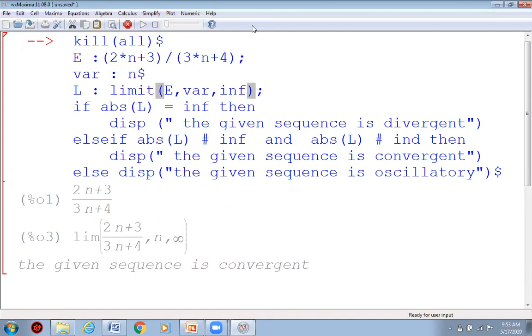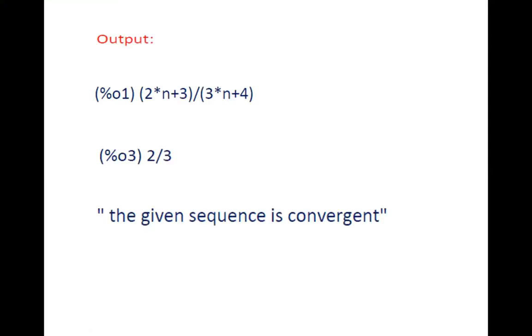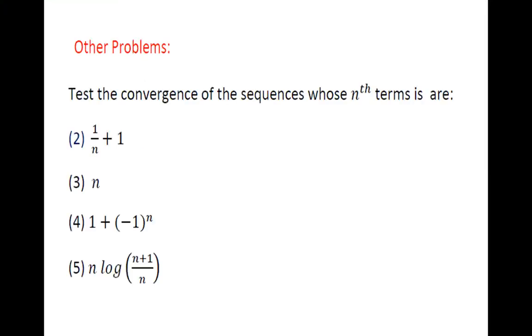I hope students it is clear for you some of the errors, right? And I want you to do trial and error in this way and cross check what happens in each stage. So when you're doing this, it will help you to learn the program better. So now note down the output as you got. Similarly, you can try out other problems. Test the convergence of the sequences whose nth terms are as follows. I hope students you can try out all these problems and try out trial and error in the Maxima program. Thank you.